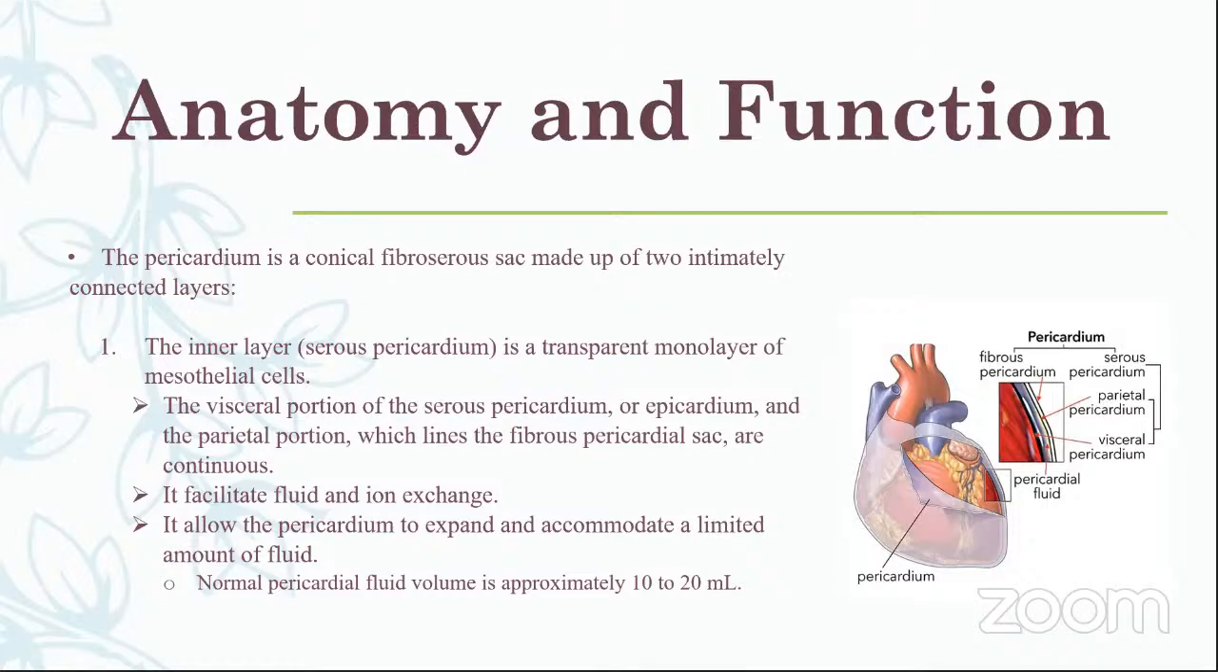The inner layer is called the serous pericardium, and the external layer is called the fibrous pericardium. The inner layer is a transparent monolayer of mesothelial cells, and it is divided into visceral portion and parietal portion. The parietal portion of the inner layer lines the fibrous pericardial sac, and both of them are continuous. This layer facilitates fluid and ion exchange, and it allows the pericardium to expand and accommodate a limited amount of fluid, which is usually between 10 to 20 ml.